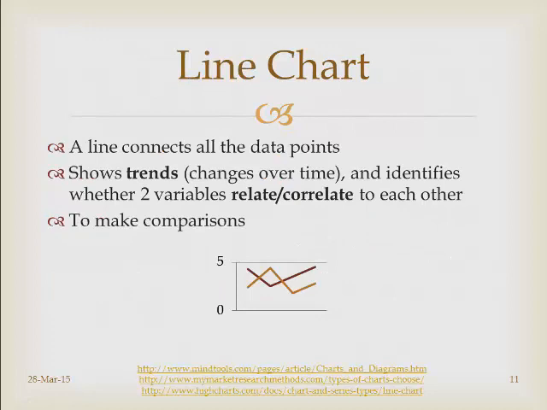So first is a line chart. When is the best time to use a line chart? First of all, what is a line chart? It is basically a line that connects all the data points. So if, for example, you have 4, 6, 5, 3, then you connect those data points. The importance of a line chart is that it's able to show trends, which is changes over time. At this point it is here, at the next point it has dropped, at the next point it has gone up again. So it shows changes over time.